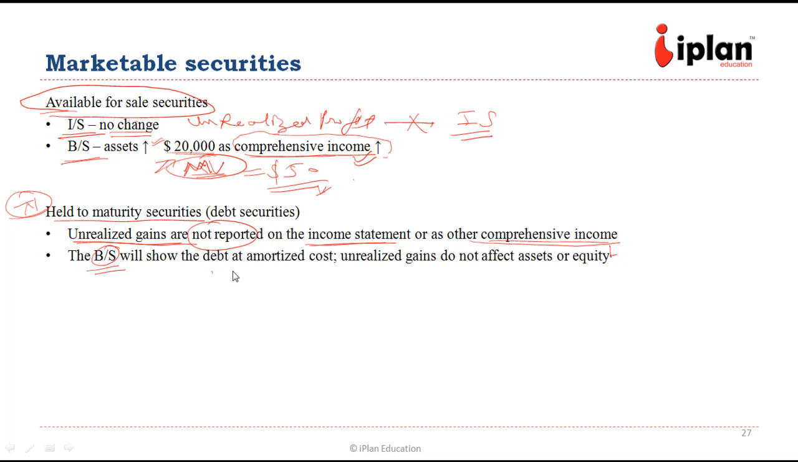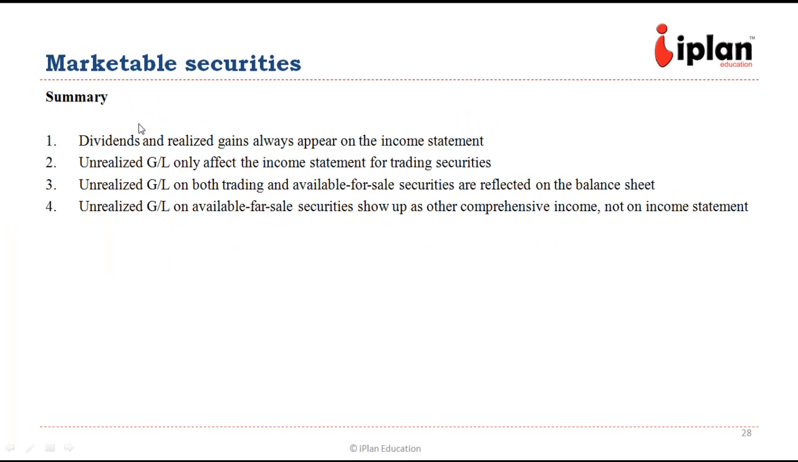So since we are planning to hold them till maturity, the balance sheet will not show the current market price. It will show debt as amortized cost, but in this case we are talking about equity. So any unrealized gain will not affect asset or equity. They are just going to keep them at cost itself. So now let us summarize this.